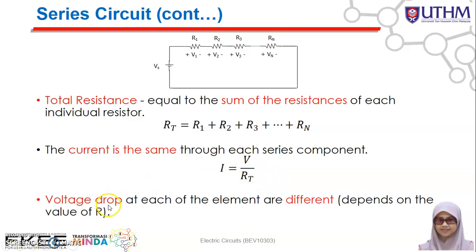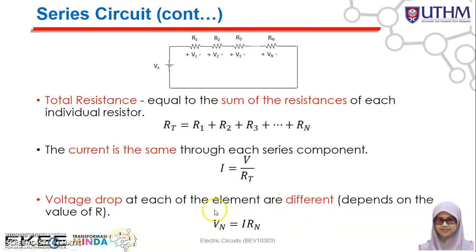The voltage drop at each of the elements is different and depends on the value of R. So here you have V1 equal to I multiplied by R1, V2 equal to I multiplied by R2, V3 equal to I multiplied by R3 and so on. Remember, for a series circuit the current is the same at each of the series components, but the voltage drops are different. These are the two important things that you must remember.